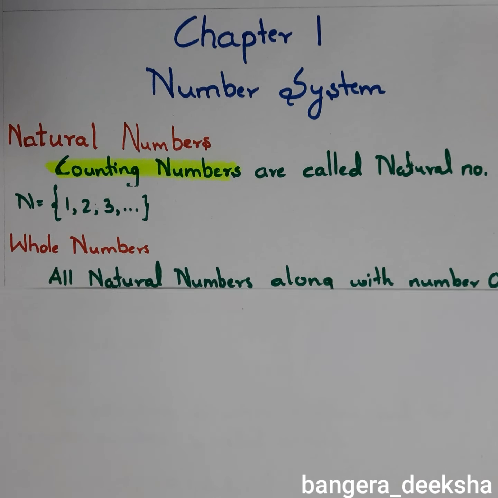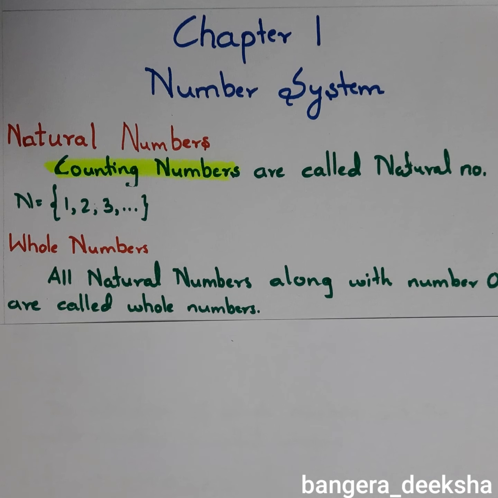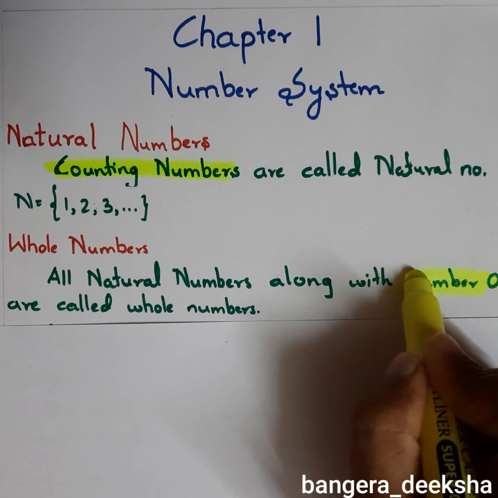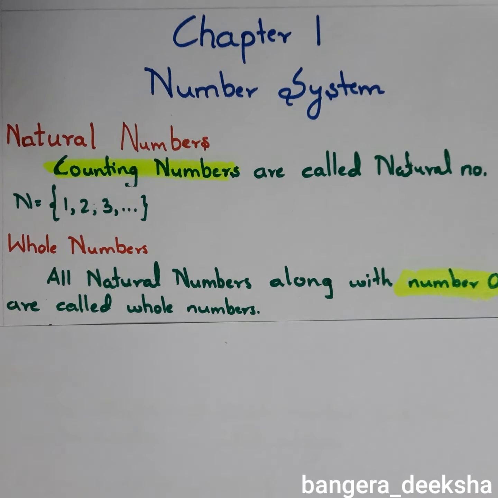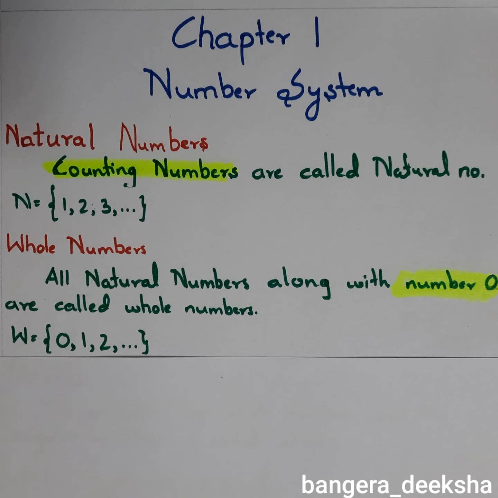The next set is the set of whole numbers. All natural numbers along with the number 0 are called whole numbers. So, all the natural numbers including the number 0 are called whole numbers. It is denoted by the letter W. This set includes numbers starting with 0, 1, 2 and it will go on till infinity.